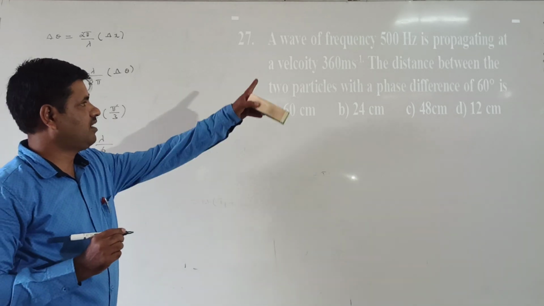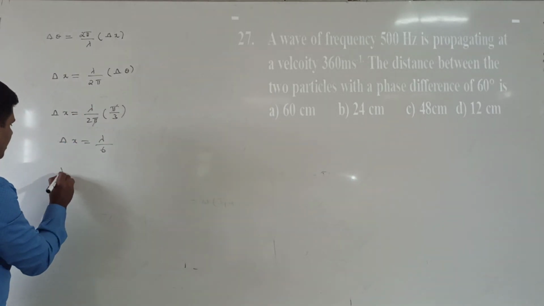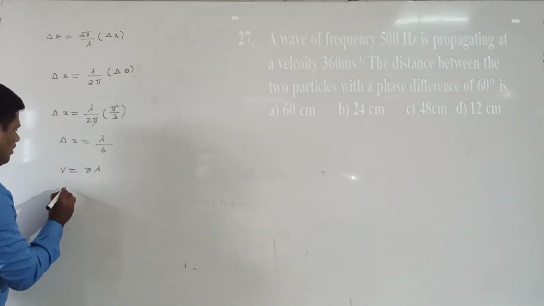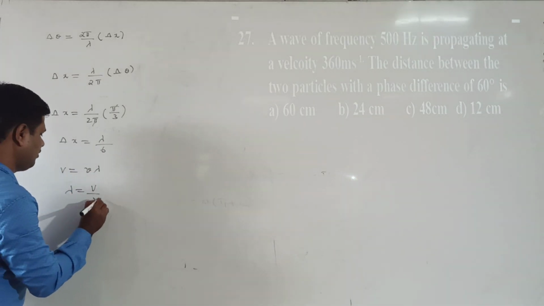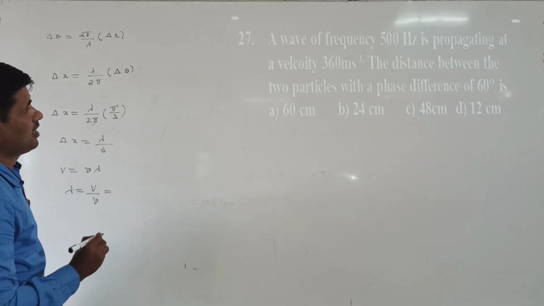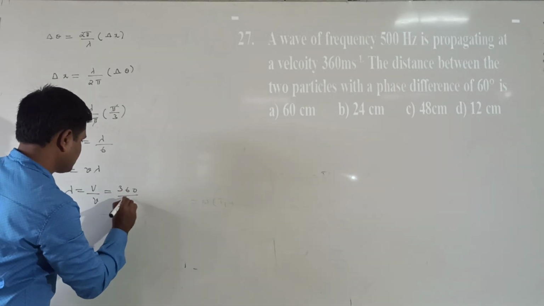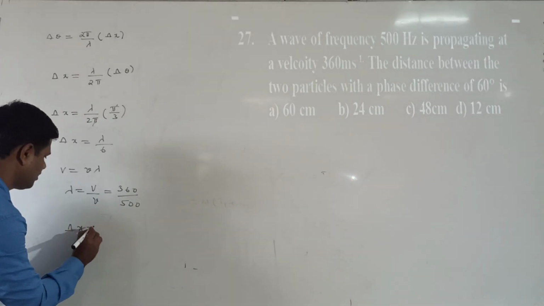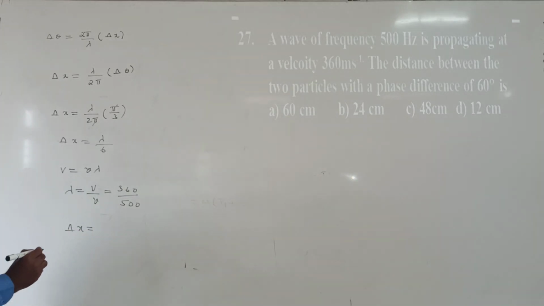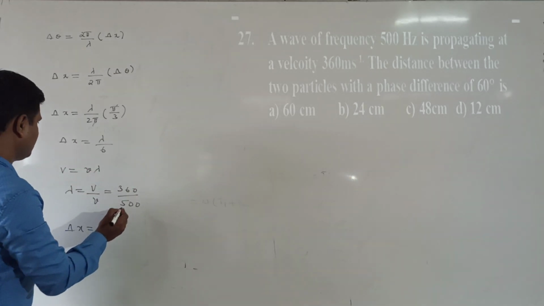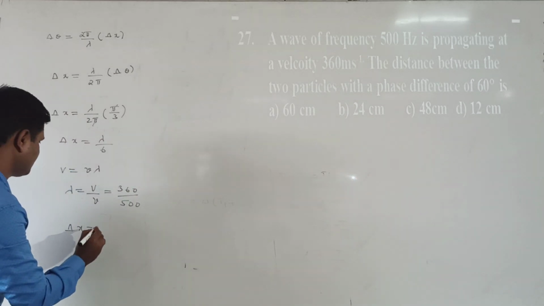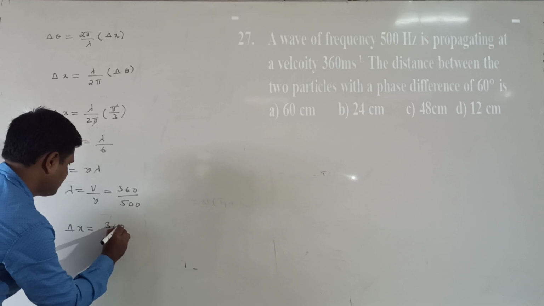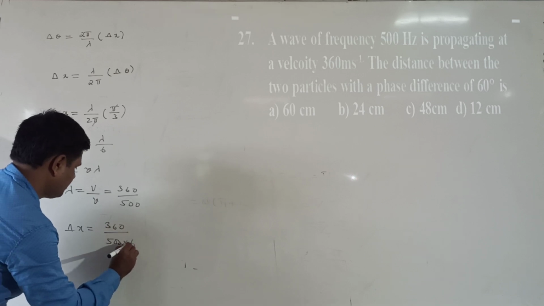Now we find the λ value from the frequency and velocity. Here v is equal to νλ, so λ is equal to v by ν. v is given as 360, and frequency is 500. Now substitute here. Δx is equal to λ by 6, which means 360 by 500 into 6.